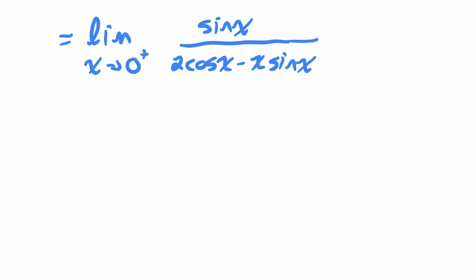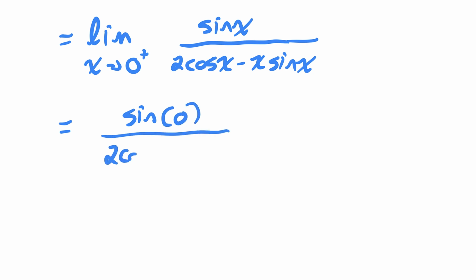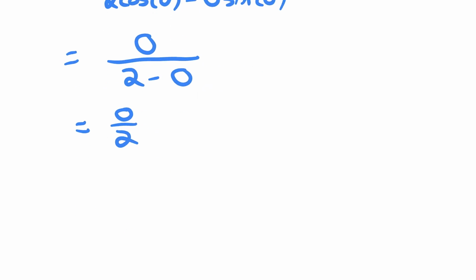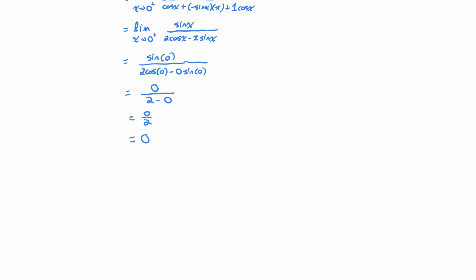Now if I try direct substitution, let's see what happens. I would have sine of 0 over 2 cos of 0 minus 0 sine of 0. Well, sine of 0 is 0. Cos of 0 is 1, so 2 times 1 is 2, minus 0. So I have 0 over 2, which is equal to 0. So I've found the limit. The limit as x approaches 0 from the right is 0.